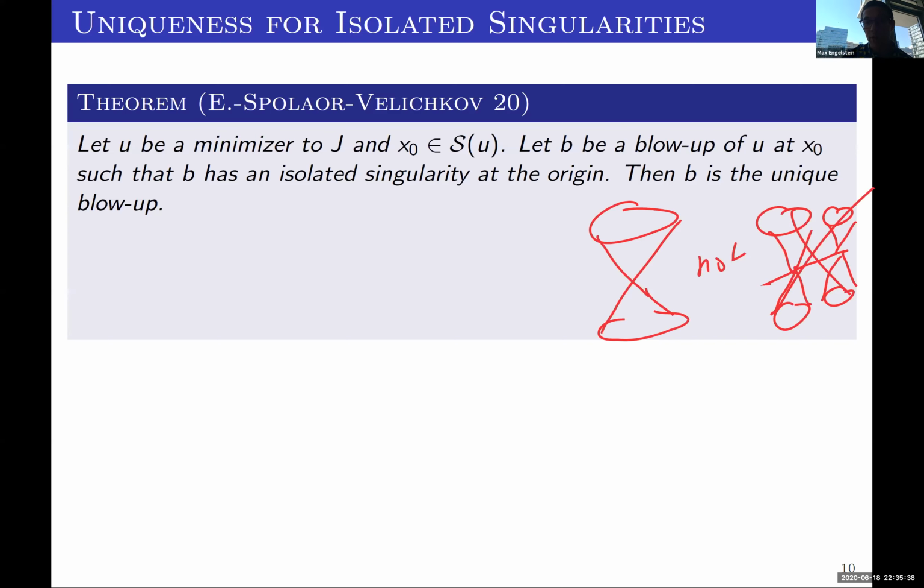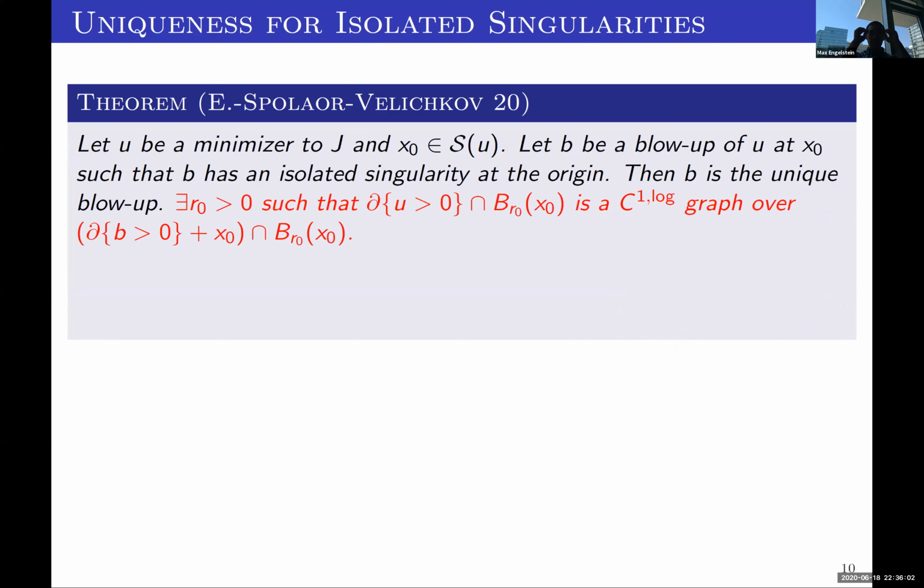And this theorem is telling you no. If you see this cone along one set of scales, that's the only cone you're going to see along any set of scales at that point. And actually, we can tell you a little bit more. We can tell you that there's a scale at which you can write the original free boundary as a graph over the free boundary of the blowup, right? So that's what this thing in red is telling me. I'll tell you a lot more about this C1 log here, but really you should think of it as C1 plus control of the modulus of continuity.